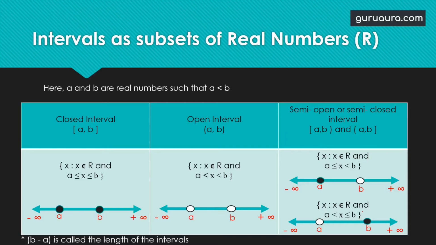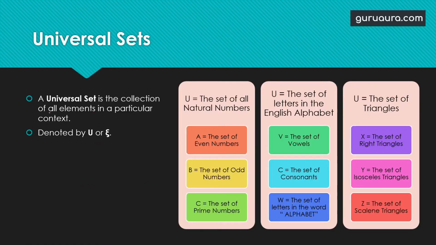Now let's discuss the universal set. A set that contains all elements in a given context is called a universal set. Let's understand with the given three examples. In the first example, we have three sets. Set A, the set of even numbers. Set B, the set of odd numbers. Set C, the set of prime numbers. The elements of these three sets are also the elements of natural numbers. So, in this context, the set of natural numbers is the universal set.